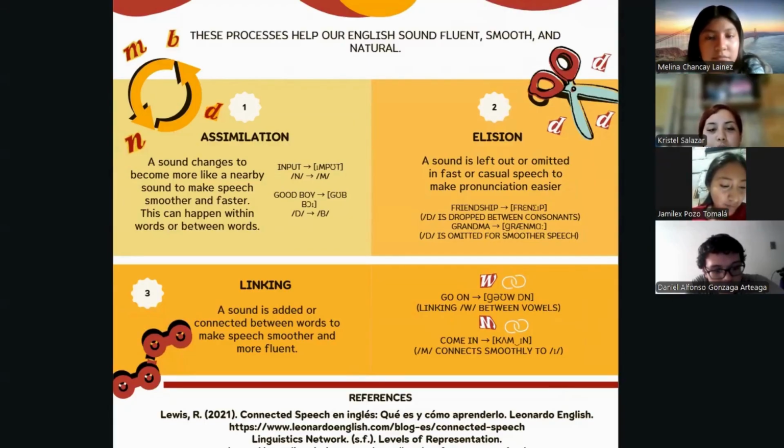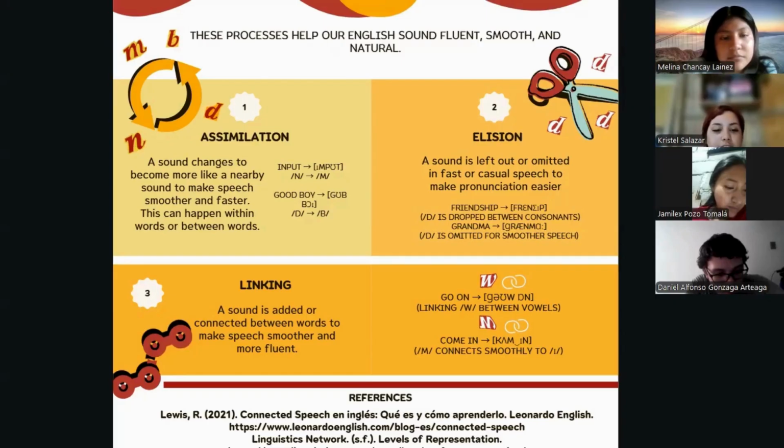Number two, progressive assimilation: the second sound changes because of the first sound. For example, dogs. The S becomes Z because G is voiced. And number three, coalescent assimilation: two sounds join and make a new one. For example, did you? D and Y together become J.